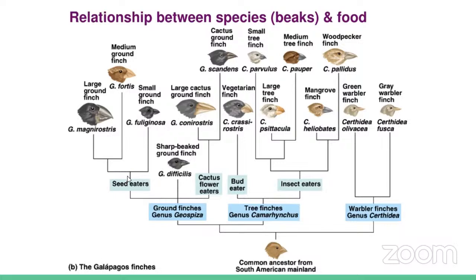So we can see these seed eaters over here, and that seed eater, I agree, does look a lot like that third picture, right? But just this bud eater a bit over here, so we can see some relationships there. We see cactus flower eaters, just some of the various finches, basically.